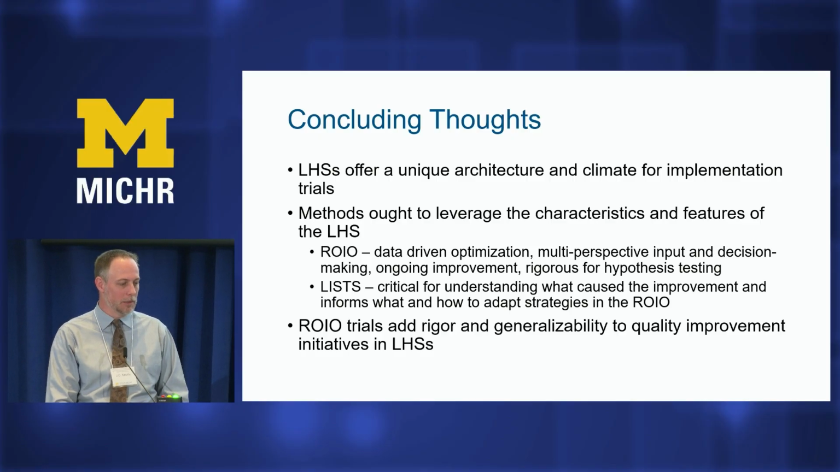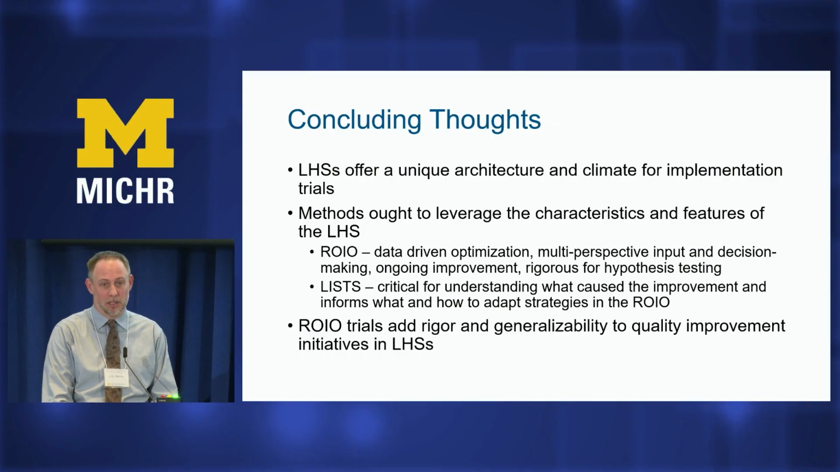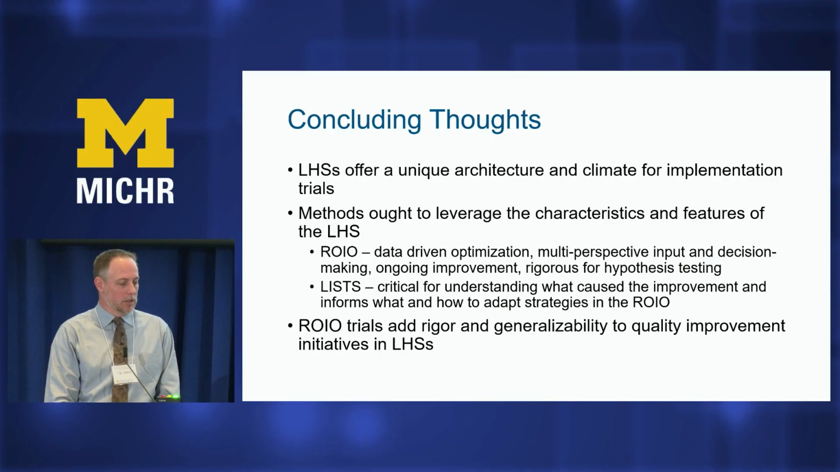Clearly there are some limitations on either side, but that's okay. We have to make compromises. And the lists tool is really critical for understanding what caused improvement and informs what and how to adapt the strategies in the Royo. I've also gotten this feedback on a couple of recent grant proposals: in the summary of discussion, people have noted that they love lists for transparency and potential replication, which is getting more emphasis currently in review panels. So that's very helpful. And Royo trials really do add rigor and generalizability to what would typically be considered a quality improvement initiative. So a really good potential solution for that.